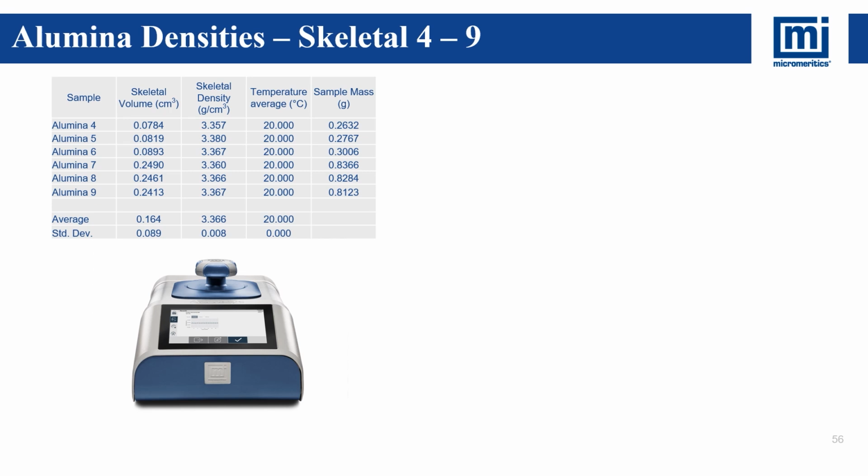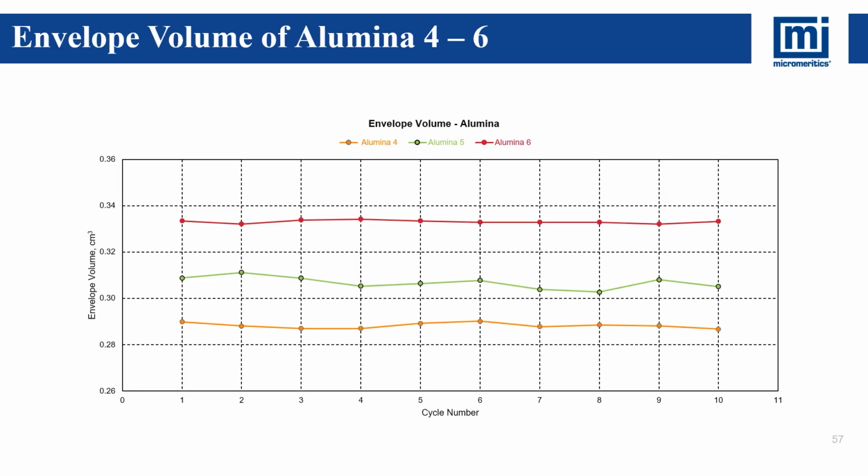Next, we'll take a look at envelope volume determined using the GeoPyc 2. Here we selected 3 of the previous samples, samples 4, 5, and 6, and again determined their envelope volume for 10 cycles. We see a little bit of difference between the 3 samples, from about 0.29 to about 0.33 cubic centimeters. Again, though, we're talking about volume.